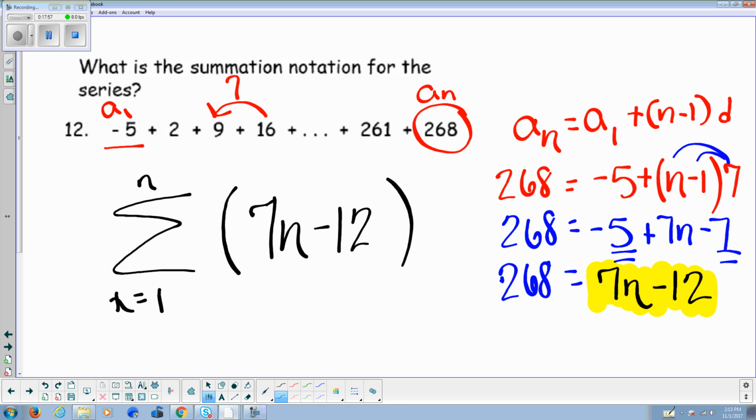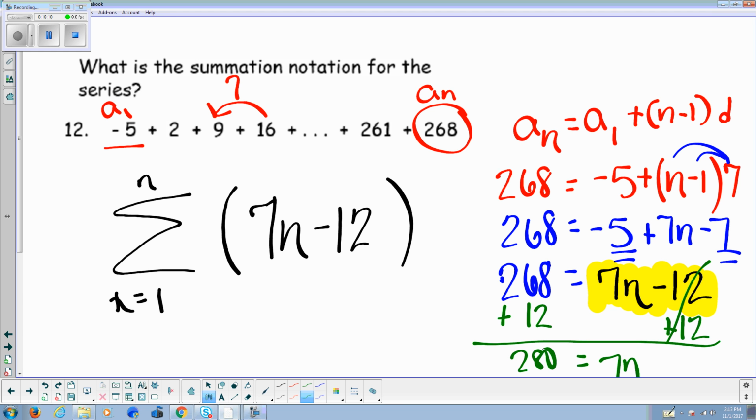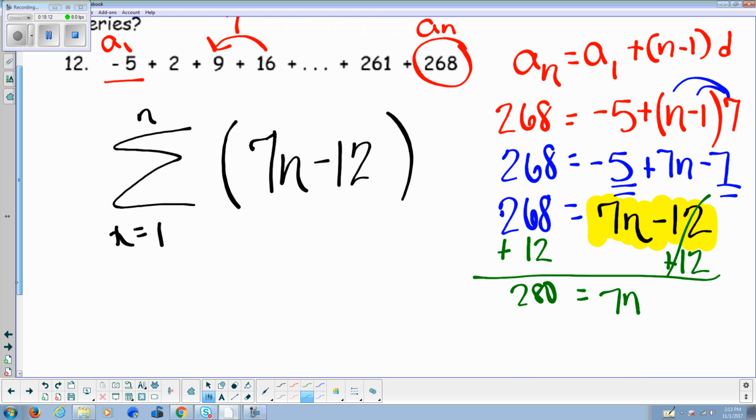After you find that explicit formula, we'll continue solving by adding 12 to both sides. So 268 plus 12 gives us 280. And then divide by 7. So n equals 40. So our top number here in our summation notation is 40.